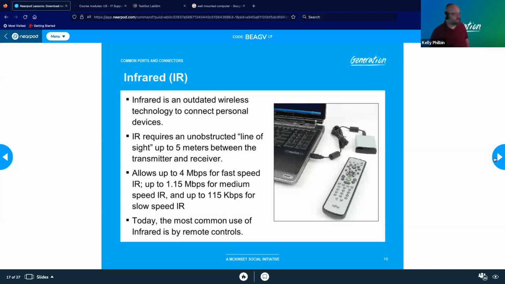These also worked for data transfers. You could use them to transfer data between two computers if you really wanted to. The only problem was it was super slow. Top speed, 4 megabits per second. That's fast for them. Medium, about 1.5. Slow, 115 kilobits per second. That is brutally slow.